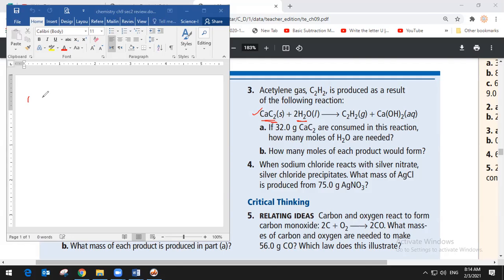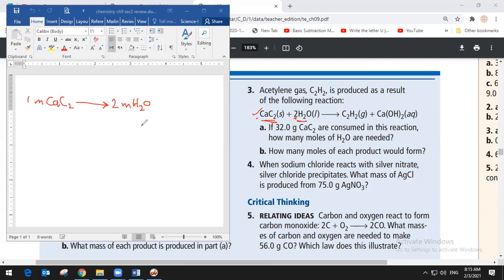No, 1. So 1 mole of CaC2 reacts with how many moles of water? 2. Good. Reacts with 2. Yes. We determine the number of moles by the coefficient. Here there is no coefficient, it means 1. Here we have coefficient 2, it means 2 moles. So 2 moles of water. Great work.